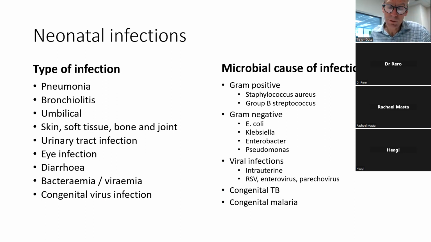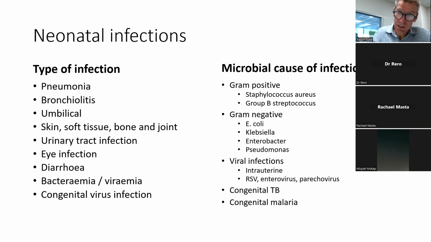I want to expand a little bit more on the causes of microbial, the bacterial, the microbial causes of newborn infections, because they're a bit different to the causes of infections in older children. By and large, they're gram-positive bacteria, typically Staph aureus or Streptococcus, or they're gram-negative infections, particularly E. coli or Klebsiella or Enterobacter or Pseudomonas.